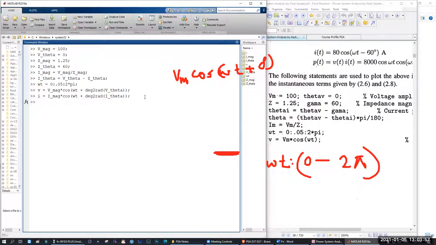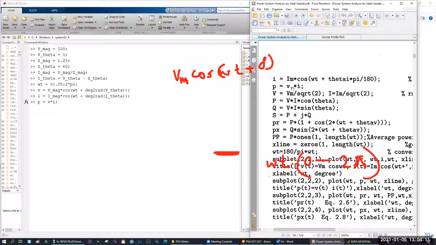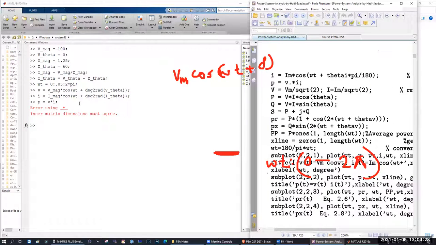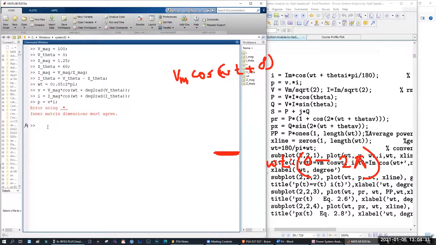Now our P. What is our P? V into I, right? Yes, sir. Our P will be what? V into I. Error: the inner matrix dimensions must agree. Oh, there should be a dot, right? P is equal to V dot I. Now it's all right. There should be a dot. Why the dot? I'm not sure. Okay, no problem.